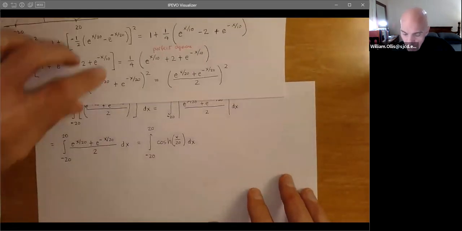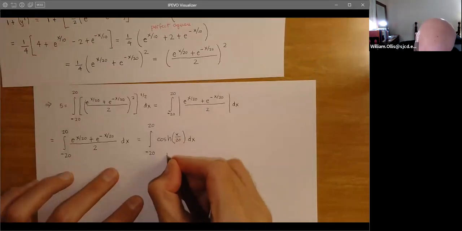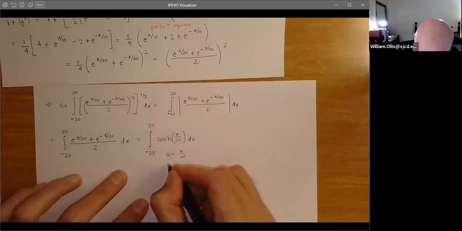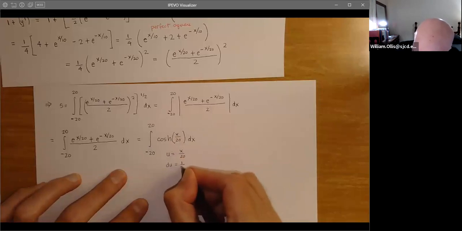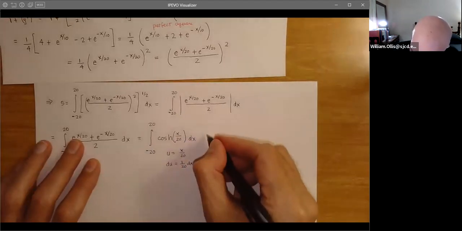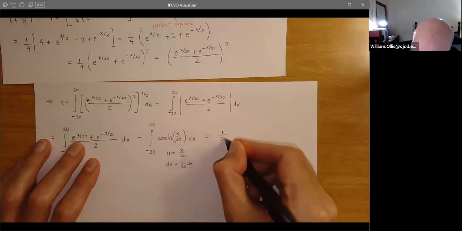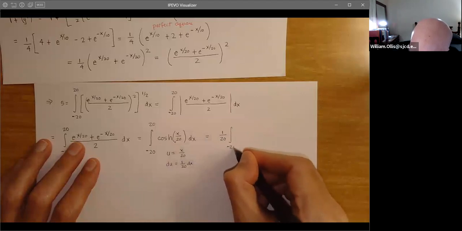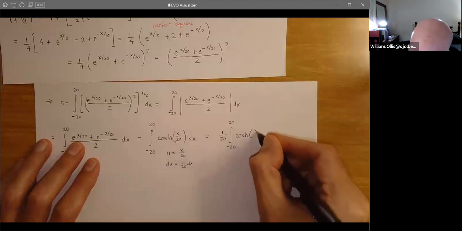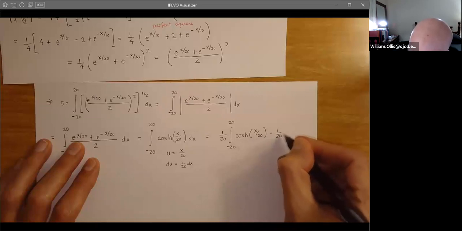So now, when you look at this, we just have to make this table ready. So we have u equals x over 20. So du is 1/20th dx. So we need the 1/20th dx. We only have the dx, and then we'll pay for it. So this will be 1/20th, negative 20 to 20, hyperbolic cosine of x over 20. And then, of course, we'll have the 1/20 dx.